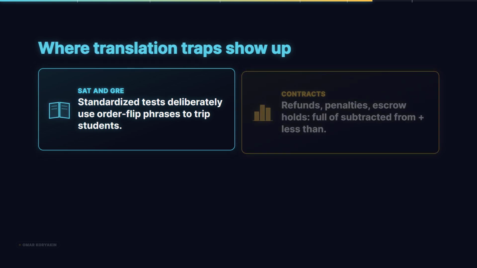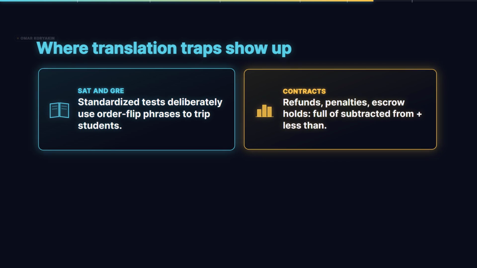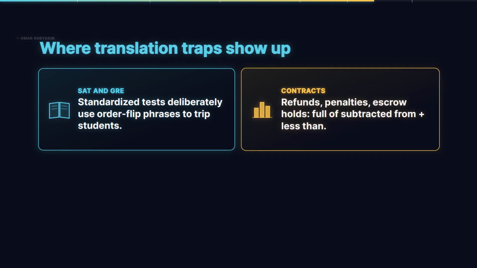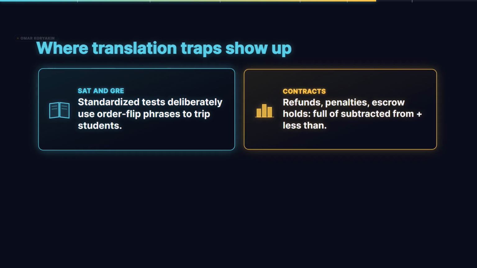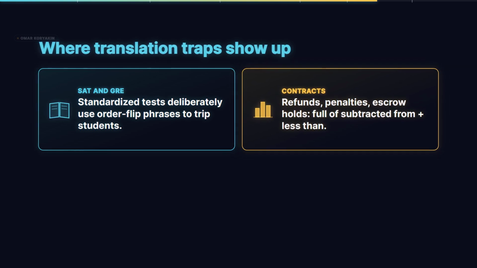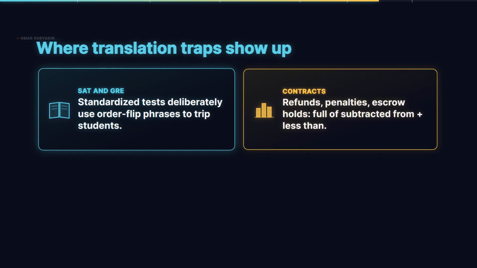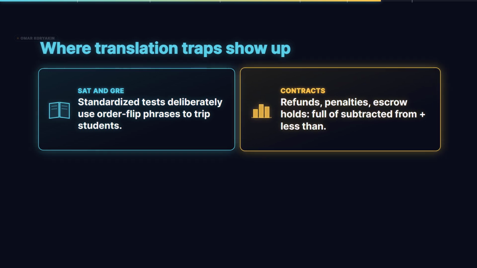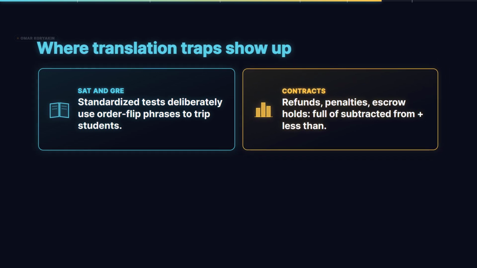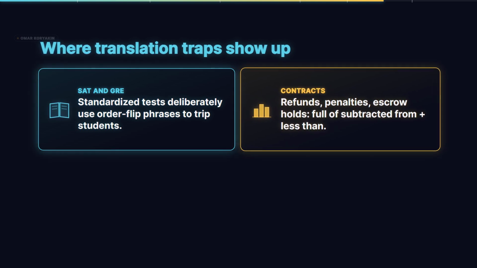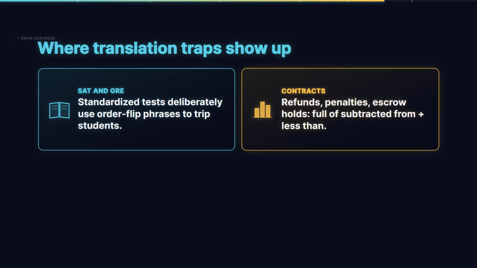In contracts and legal documents, refund clauses, penalty calculations, and escrow rules are full of phrases like "reduced by," "subtracted from," "less than," and "fewer than." A small business owner who misreads a refund formula by translating literally can lose real money on every transaction until they catch the error. Lawyers and accountants who translate fluently spot ambiguities and gaming opportunities in contracts that less careful readers miss entirely.